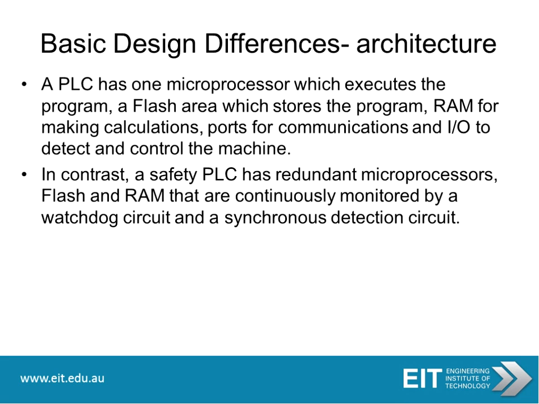So if we start with architecture and looking at the basic design differences, a normal or general PLC has 1 microprocessor which executes the program, a flash area which stores the program, RAM for making calculations, ports for communications, and input, output to detect and control the machine. In contrast to that, a safety PLC has redundant microprocessors, redundant flash and RAM that are continuously monitored by a watchdog circuit and a synchronous detection circuit.